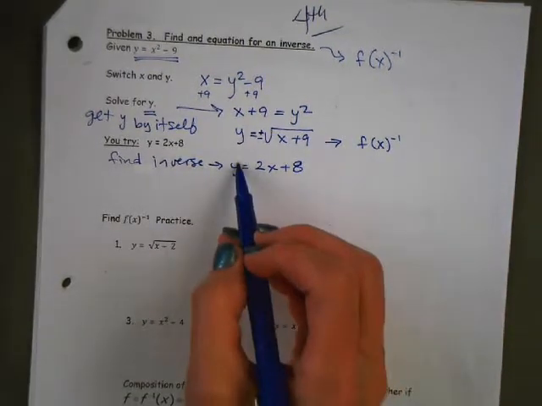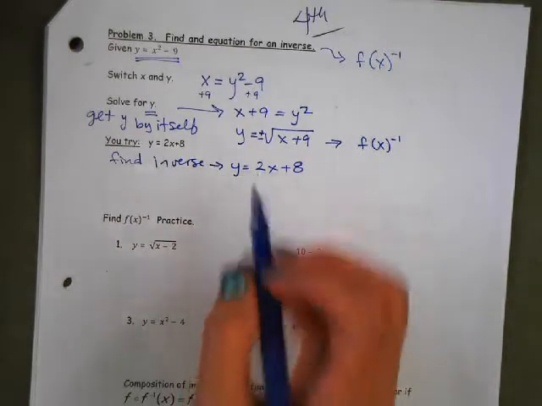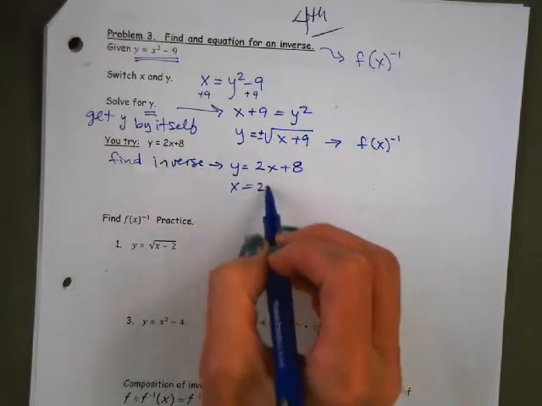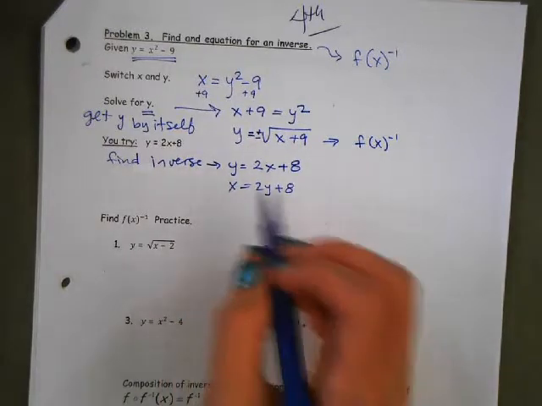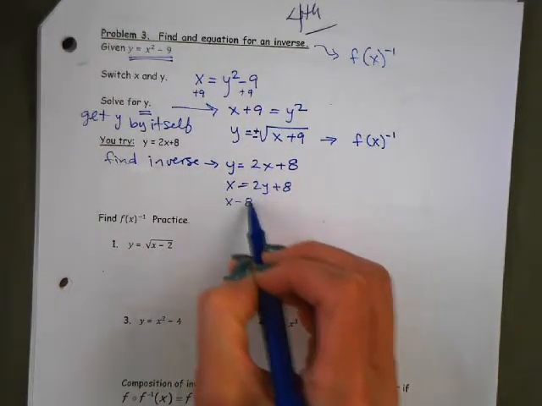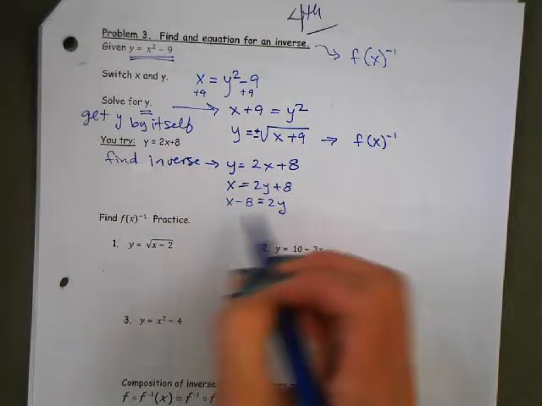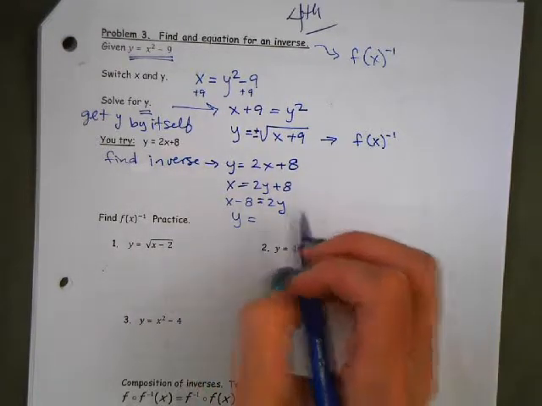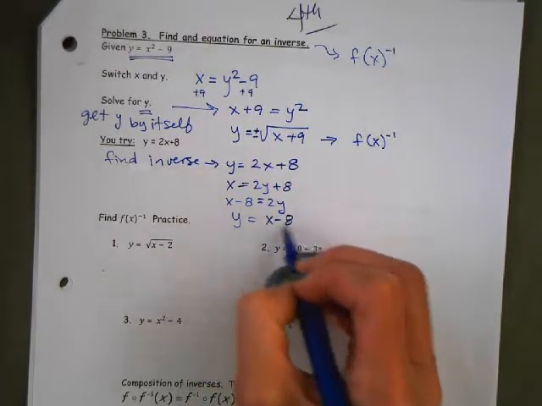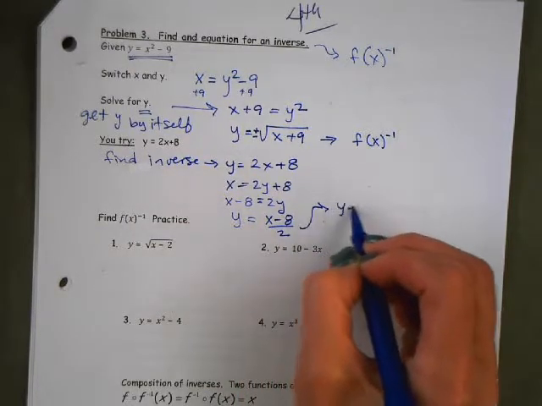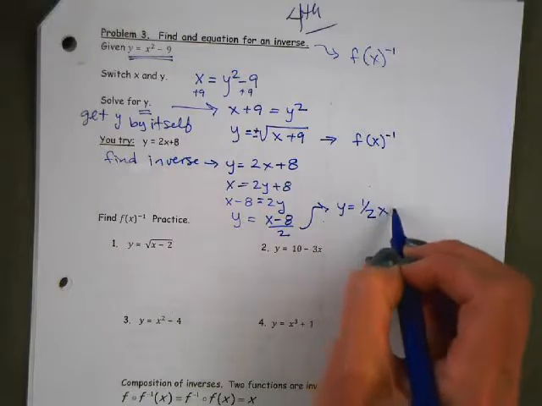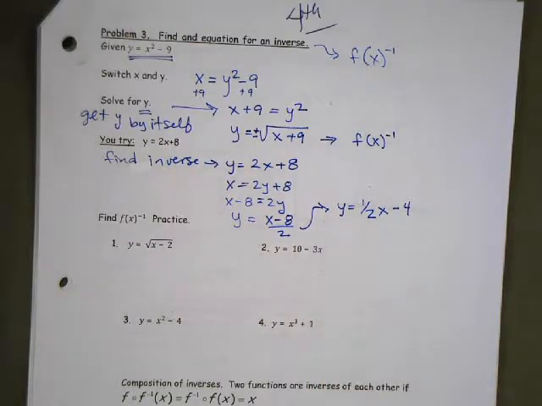Basically, the whole point when you find the inverse is to swap the x and y, so it becomes x equals 2y plus 8, and then you solve for y. So I'm going to subtract the 8 from both sides, and then y is just going to equal x minus 8 divided by 2. You probably would simplify that to y equals, let's say, 1/2 x minus 4. That's probably the best answer.